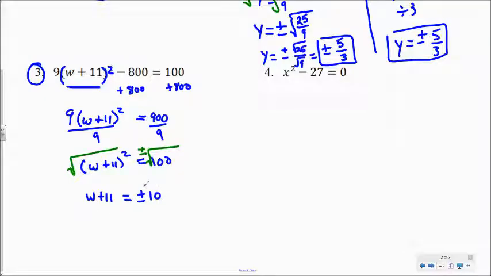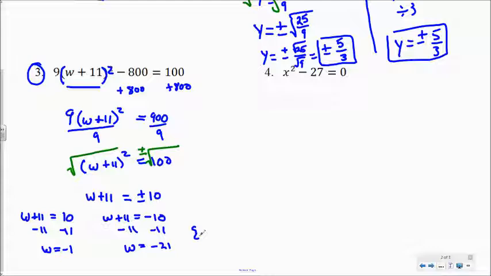Now I want to come back to what this plus or minus actually means. It's saying you have two equations. So what it actually means is that I have one equation, which is w plus 11 is equal to positive 10. And I have a second equation, which is w plus 11 is equal to negative 10, because it's plus or minus. So I have this equation and this equation, which will give me two answers. When I subtract 11 from both sides of this, I end up with w equals negative 1. And when I subtract 11 from both sides of this, I will end up with w is equal to negative 21. So I should end up with a solution set of negative 1 and negative 21.